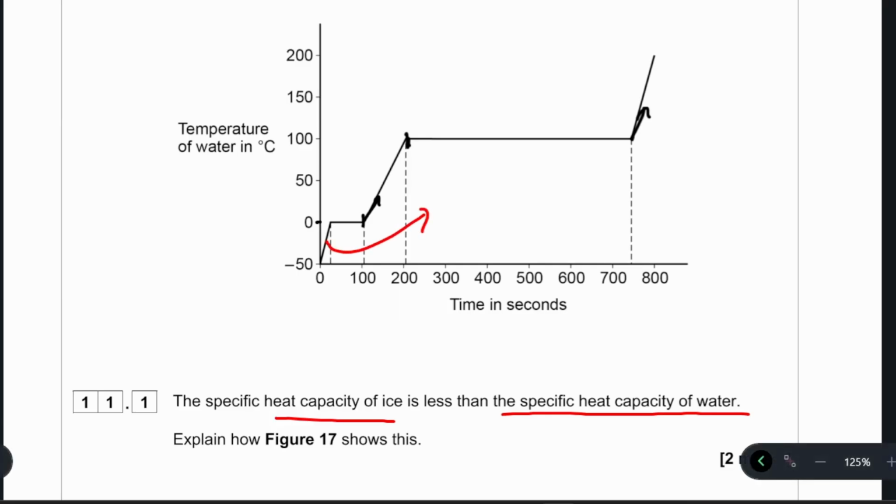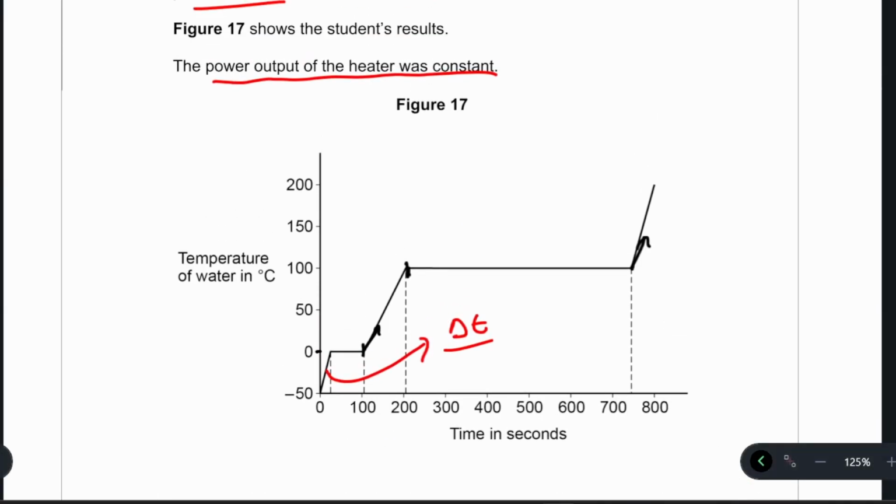So the gradient is basically showing us the difference in temperature over the difference in time, but essentially we can think of this difference in time as a difference in energy, and the reason for that is because the power output was constant. And that means that because the power output is constant, then across any period of time, we're going to have the same amount of energy. So basically the time is telling us how much energy we've transferred to our ice or water in this case.